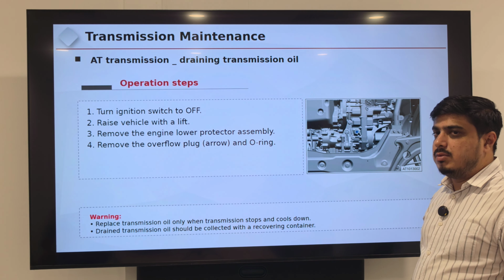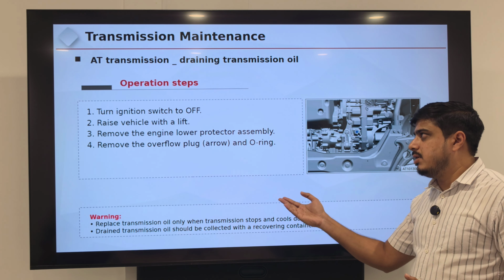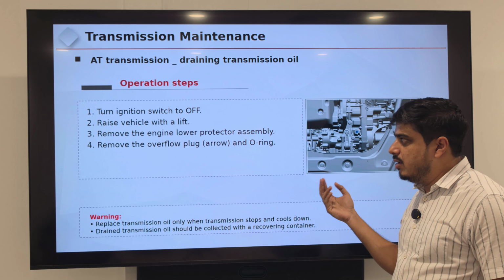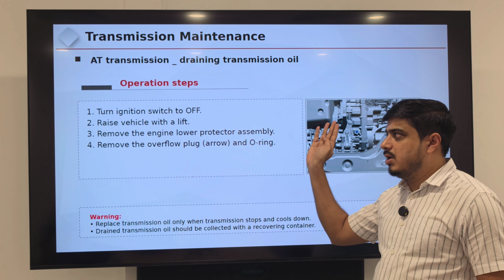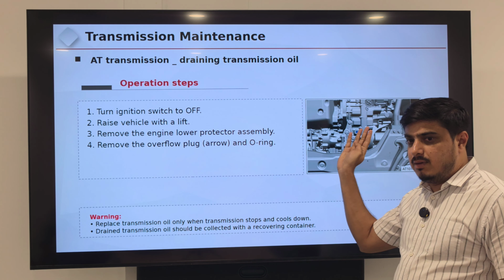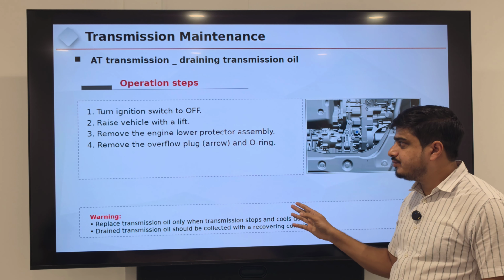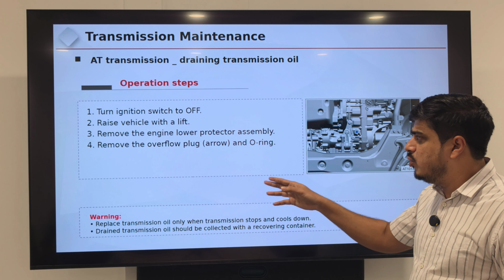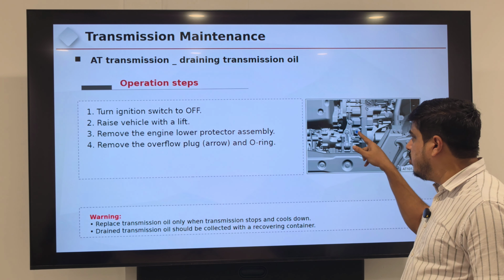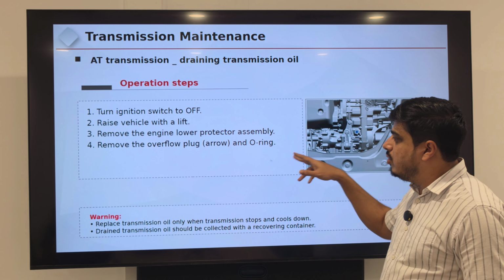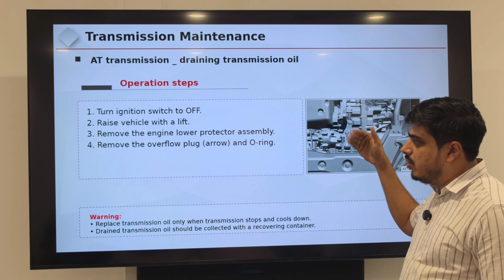So now CVT is finished. Next transmission is automatic transmission. How to drain the automatic transmission oil? First, turn the ignition switch off, then raise the vehicle up and remove the engine lower cover protector assembly. Remove the overflow plug and o-ring both. This is the overflow plug and o-ring you have to remove.